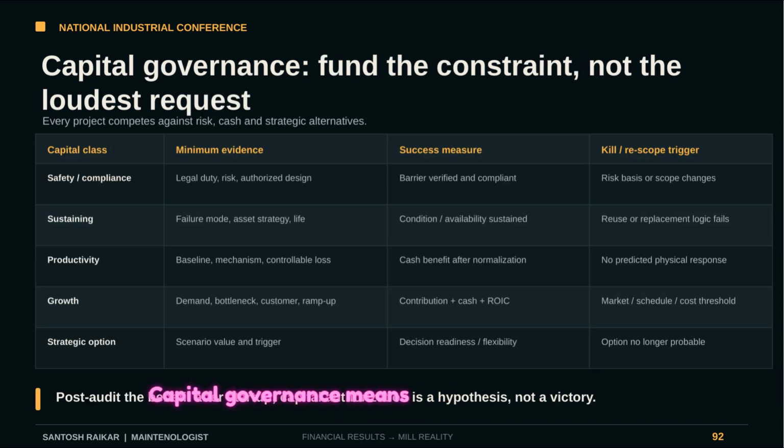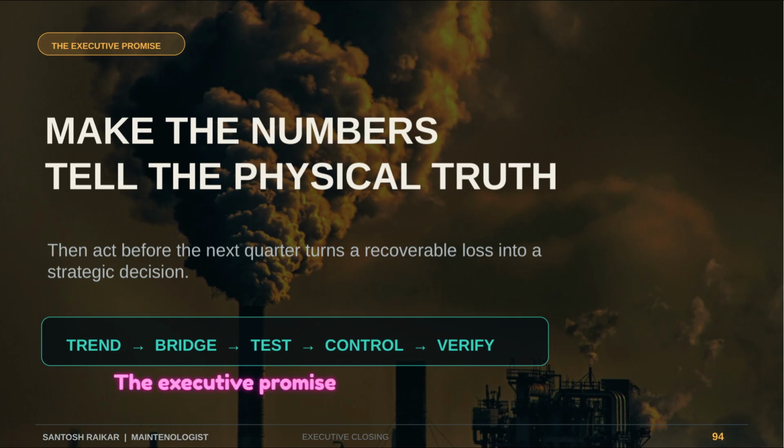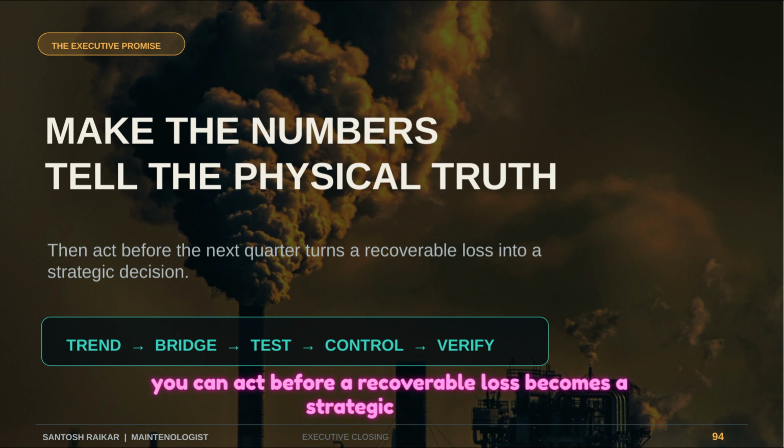Capital governance means funding the constraint, not the loudest request. Every project, from safety to growth, must have a clear success measure and a kill trigger if the hypothesis fails. Financial literacy transforms our industry from tons at any cost to resilient value creation. A digital mill model is only useful if the underlying accounting and decision rights are disciplined. The executive promise is this: make the numbers tell the physical truth. If you can trend, bridge, and test your data, you can act before a recoverable loss becomes a strategic disaster.